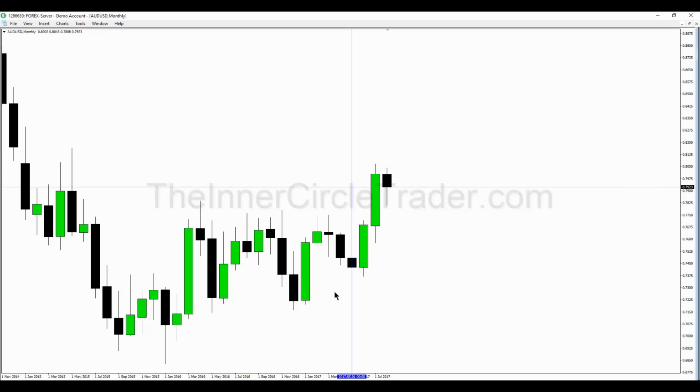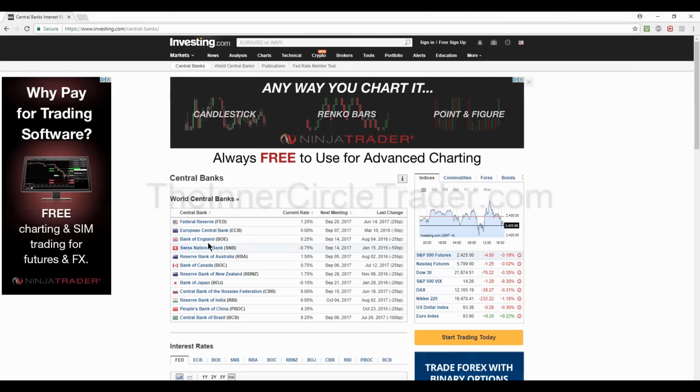In other words, what are the global exchange rates for the central banks? Since we're looking at the Australian dollar, we've got to look at the relationship between the Australian currency's interest rate and that of the Fed for the dollar. So let's take a quick look over at the website that does that, investing.com. We can see all the interest rates listed here, and we're looking at the Reserve Bank of Australia, and the interest rate is 1.5%.